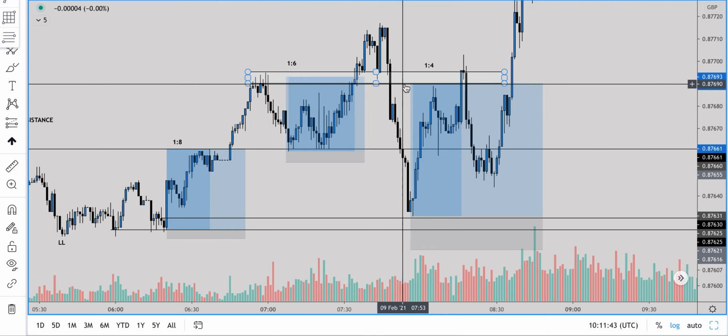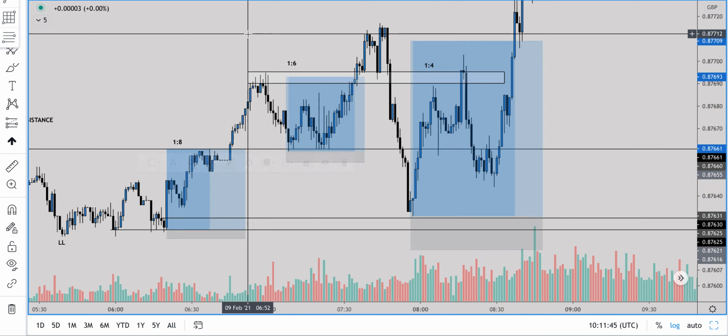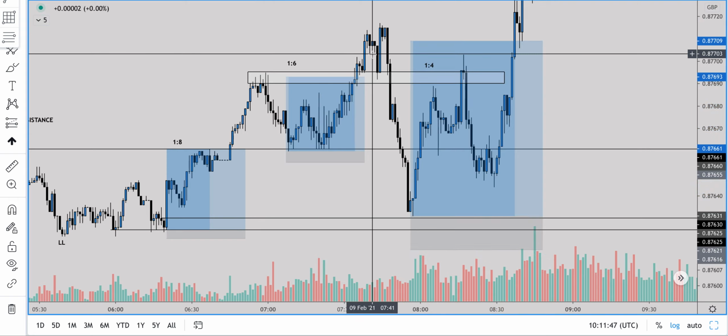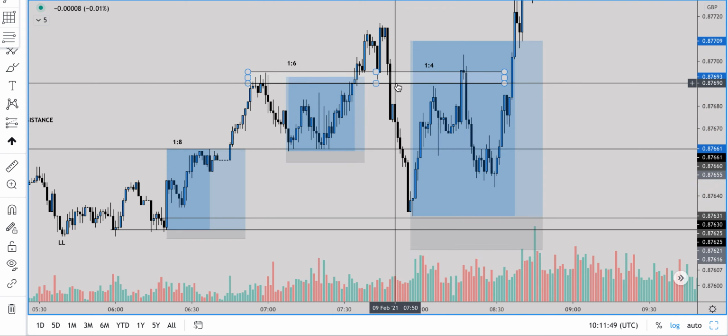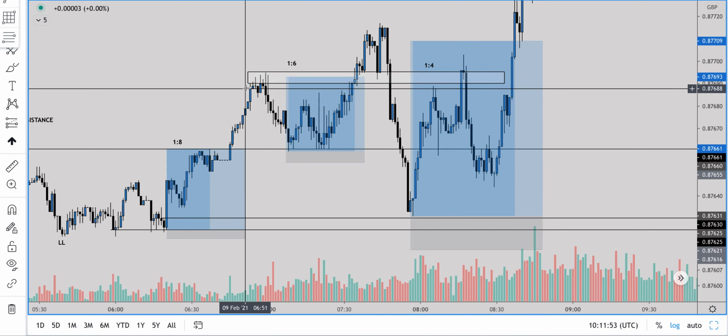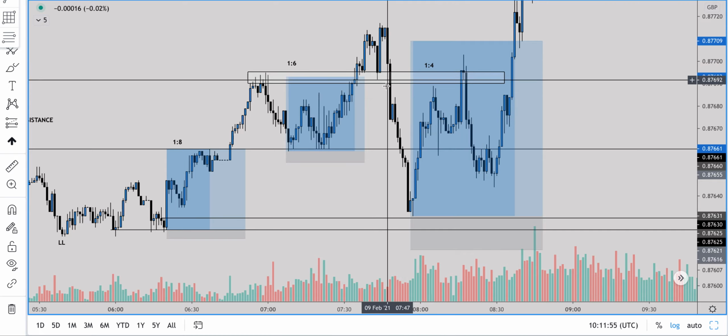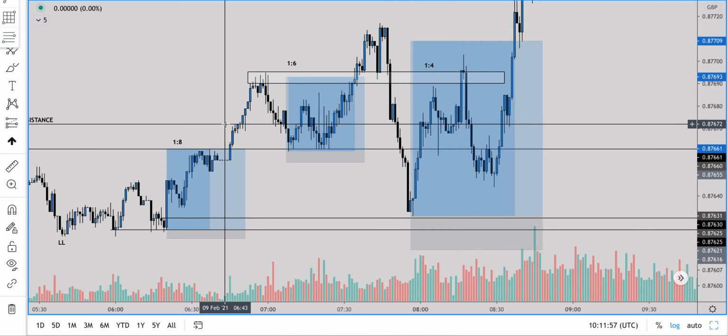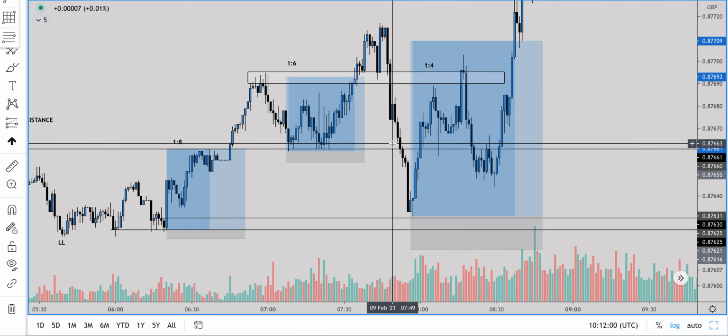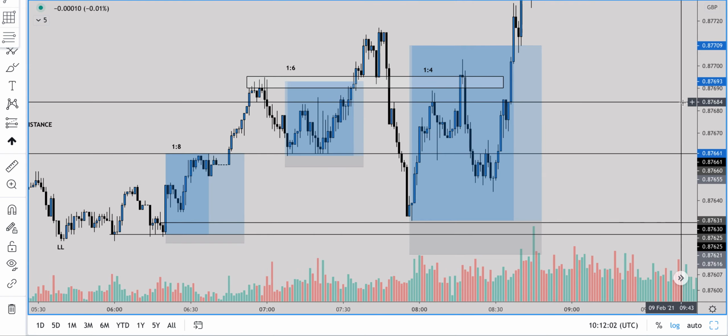So originally I did have my TP up here, but I thought I want to be quite conservative. So I placed it here because I could see that maybe this will be the left shoulder, the head, the right shoulder. And I just thought, look, given I've had a 1 to 8, a 1 to 6, a 1 to 4 would be quite nice, so I don't want to be greedy.